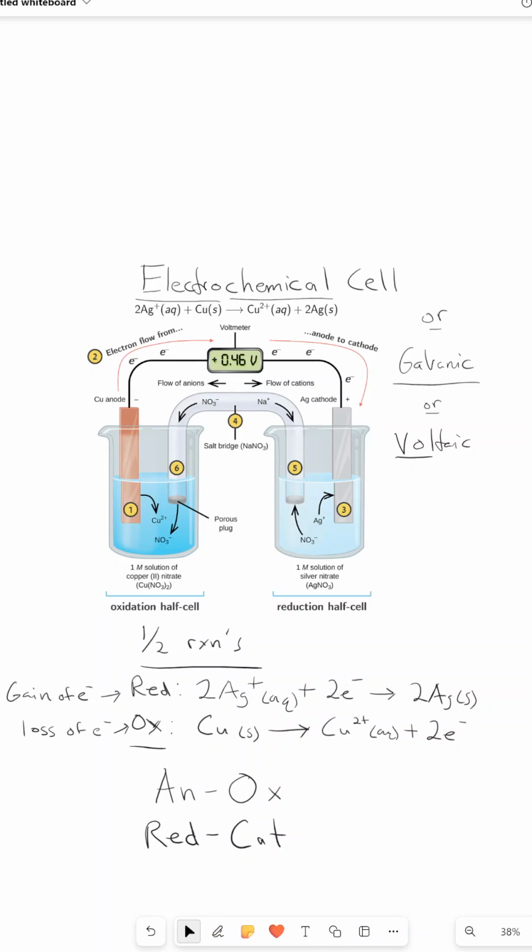Okay, so now that we've gone through all that, let's talk about the salt bridge and the relationship that it has with the solutions. So typically when you look at an electrochemical cell, you'll see it as two different solutions, which is very, very typical. And what you see is a salt bridge that connects them. Okay, what's the purpose of the salt bridge?